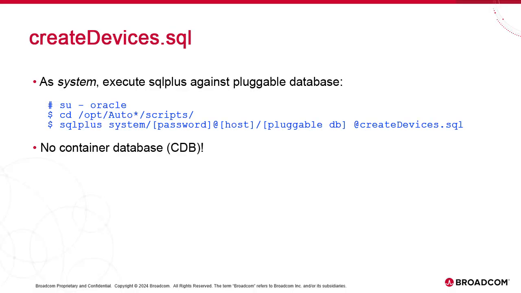We can now execute the scripts, which creates the physical table spaces on the user. We connect with the Oracle account and navigate to the scripts directory. Then we execute the command using the SQL Plus system account. This is the syntax: sqlplus system/the password@the host/the name of the pluggable database service we entered in the wizard, space, and the name of the scripts.